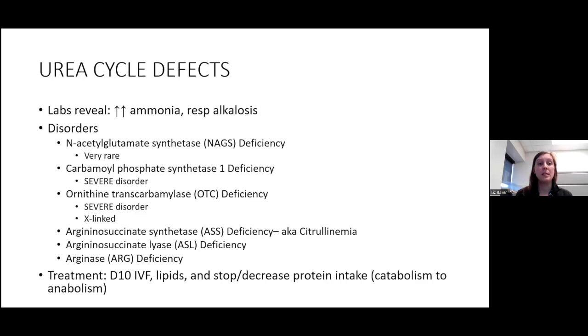And the treatment for these disorders is that we want to go from catabolism, or breaking down protein, to anabolism. So we'll give them glucose and lipids to hopefully shift that pathway over and not to use those amino acids.